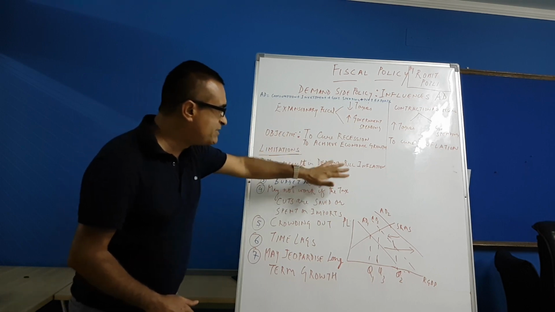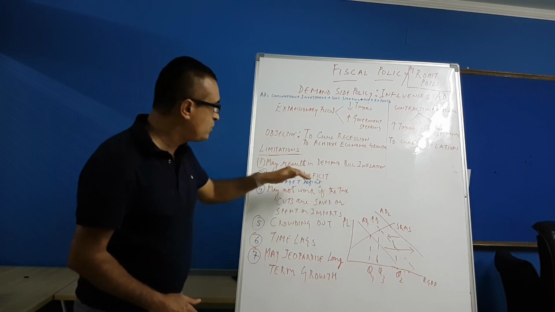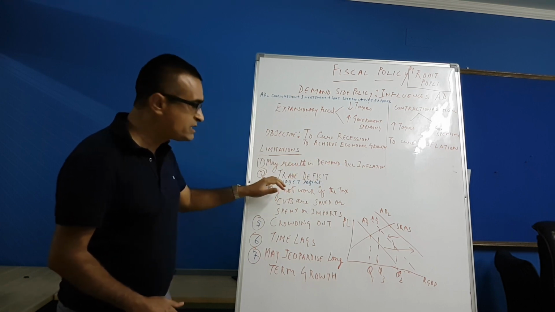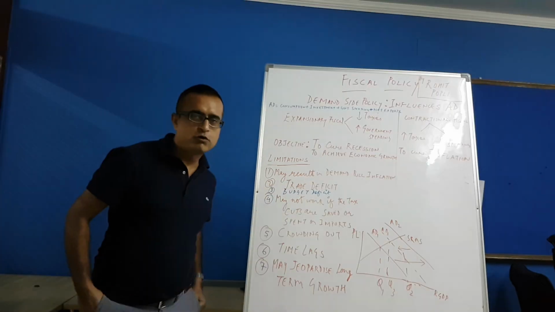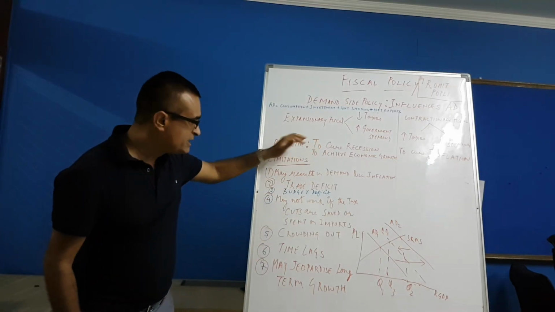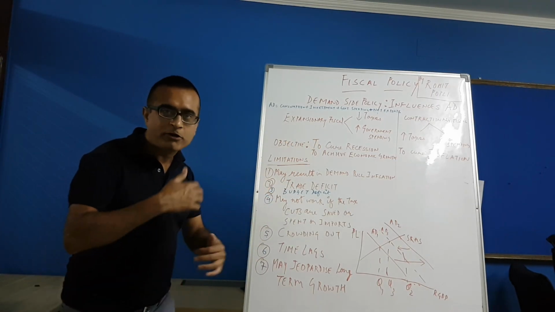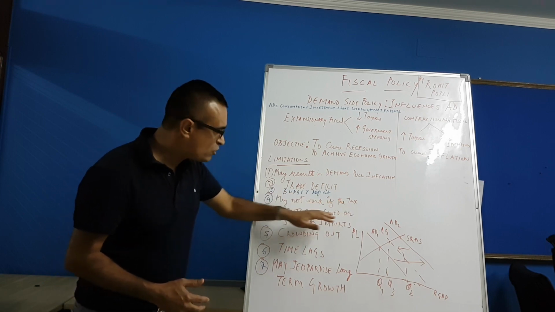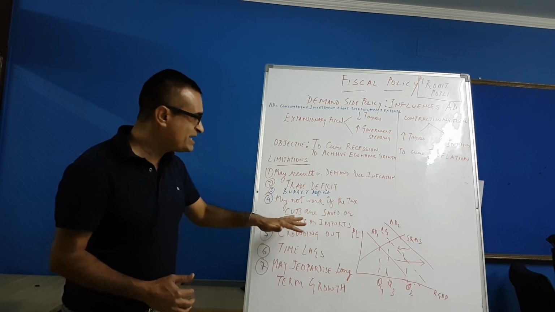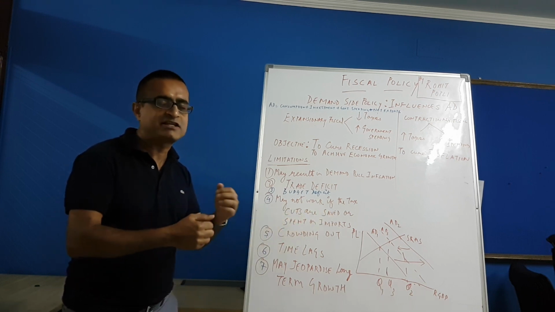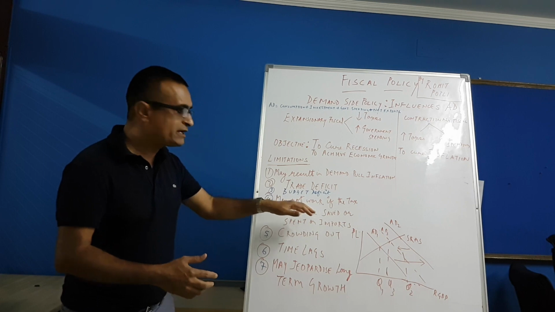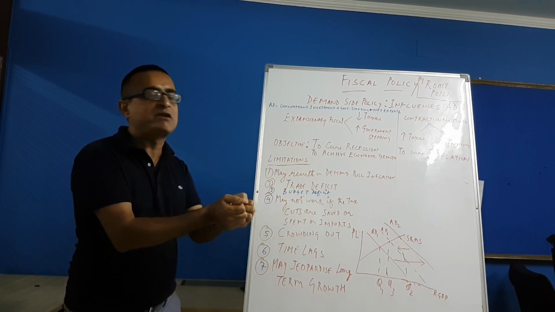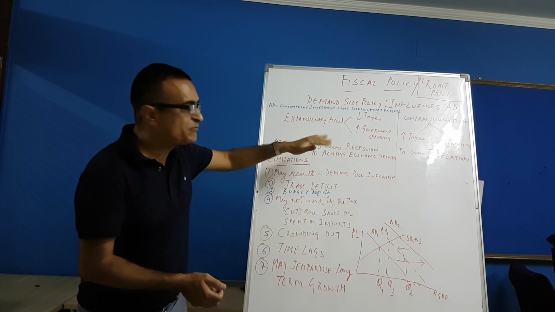So, three limitations of fiscal policy we have covered till now. One is demand pull inflation, second is trade deficit, and third is budget deficit. The fourth limitation of expansionary fiscal policy is that it may not work if the tax cuts are saved or spent on imports. Basically, if people save the extra disposable income or they spend the money abroad, then the domestic economy would not benefit from the tax cuts.